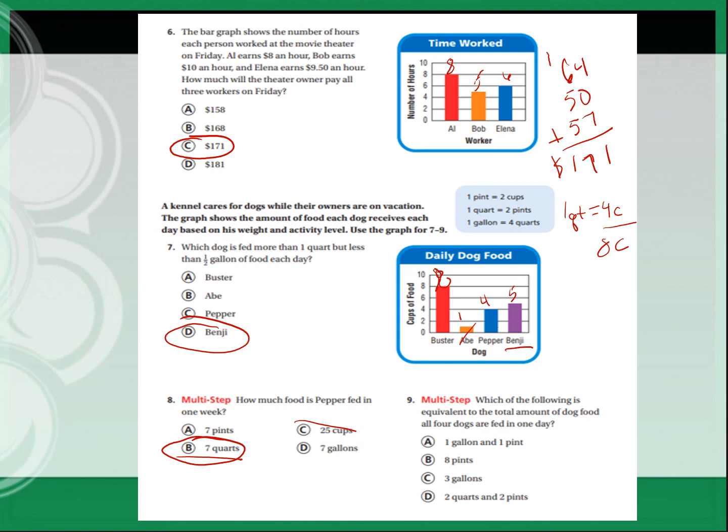All right, and number 9, a multi-step. Which of the following is equivalent to the total amount of dog food all 4 dogs are fed in 1 day? So 8, 9, 10, 11, 12, 13, they get 18 cups a day. So is 1 gallon, 1 pint equal to 18 cups? So I know that 1 quart is 4 cups. So 4 times 4 is 16. That's 1 gallon. 16 cups is a gallon. And I have 18, so that's 1 gallon and 2 cups. And 2 cups equals a pint. So 1 gallon and 1 pint is my answer. A is my answer.